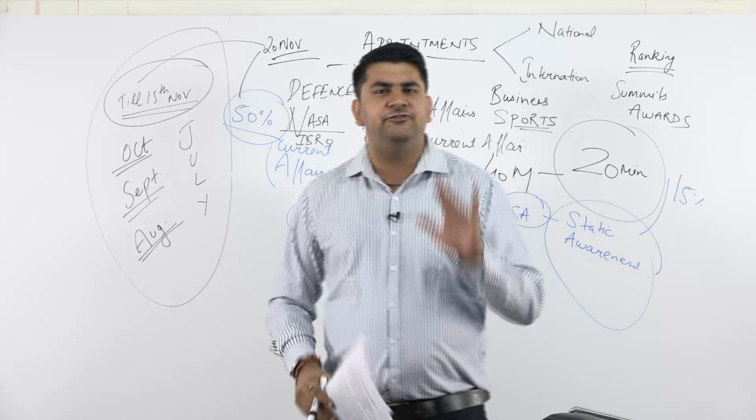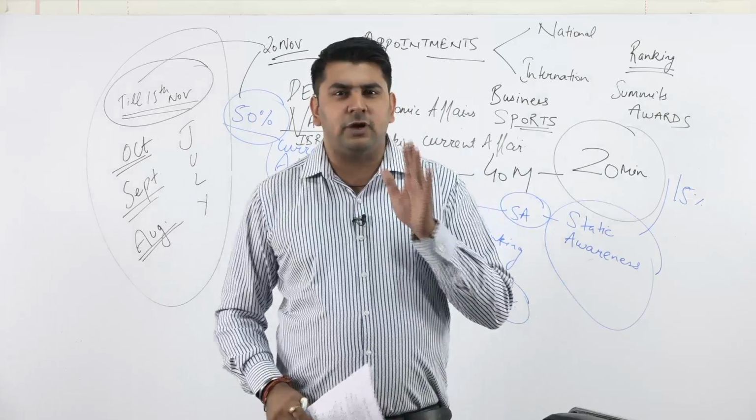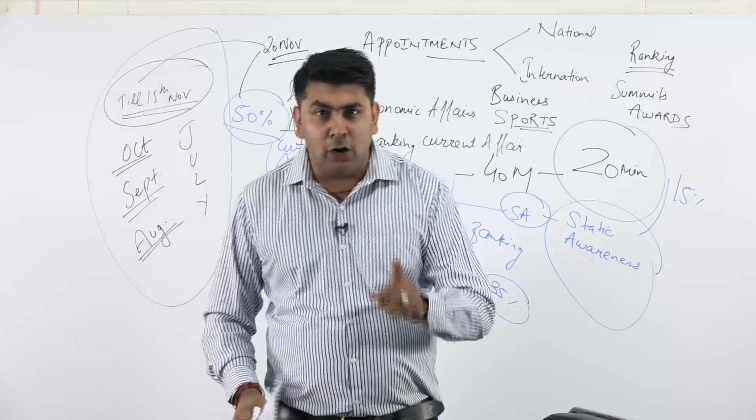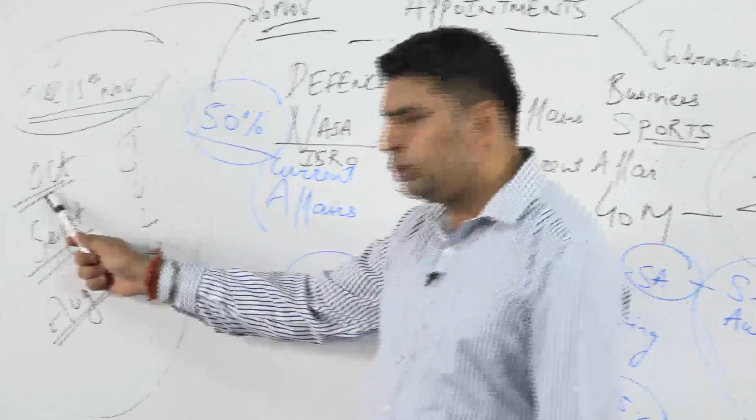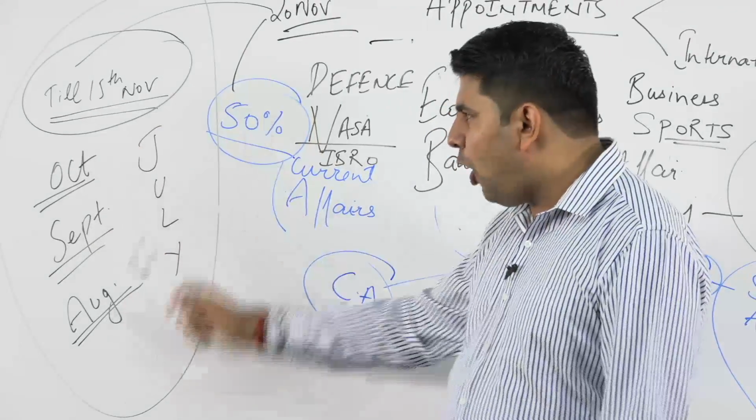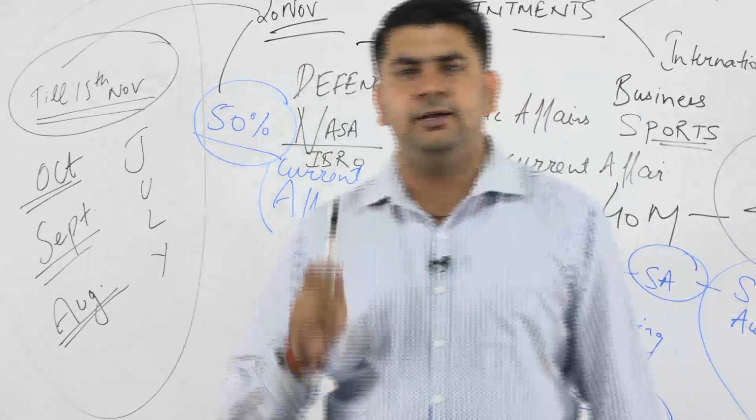So students, the strategy for current affairs should be that you cover all these topics, as we are expecting 50% of questions from the current affairs portion. So please go for October, September, August, November and July.